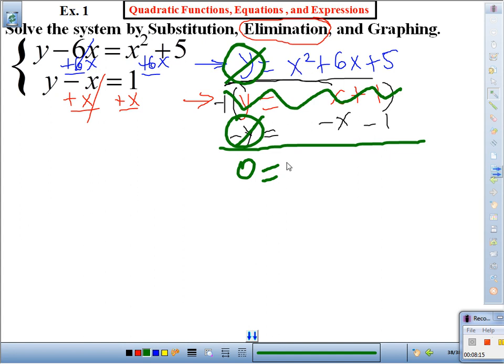We're left with x squared. What is 6x minus x? 5x. And what is 5 minus 1? 4. You're like, Mr. Q, okay, that looks very familiar. Okay, so now we're left with a quadratic equation. Which of the 5 methods would you like to use to solve that one?